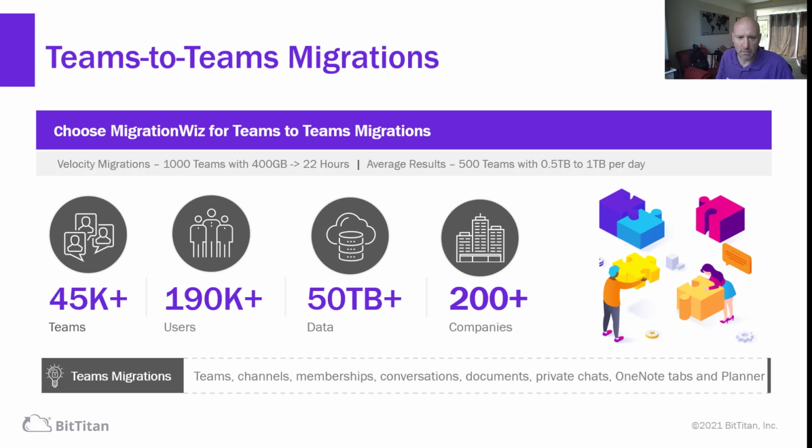So averaging around 500 teams with approximately 0.5 to 1 terabyte of data per day. So pretty good velocity. You're talking at large scale migrations, and you can see some of the stats there. Over 190,000 users with 45,000 teams have been migrated. And we have some very large enterprises looking to use our tool to migrate large amounts of teams.